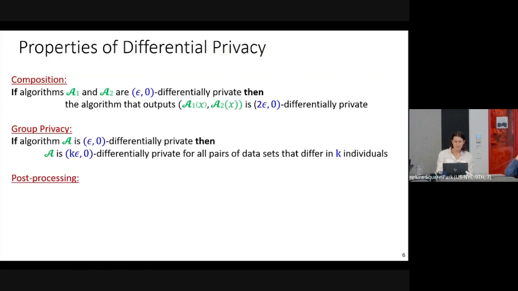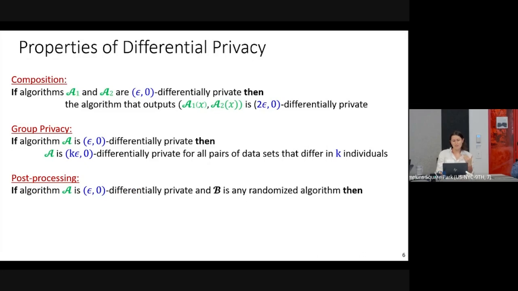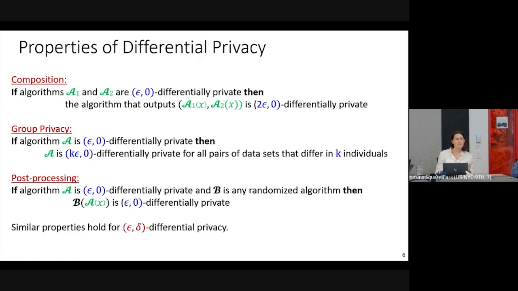But also differential privacy satisfies post-processing. So basically, if your algorithm is differentially private, then any post-processing that you do to it can't increase the privacy loss as long as that post-processing is not dependent on X itself. And all these properties hold for epsilon-delta differential privacy with some variation in the parameters.